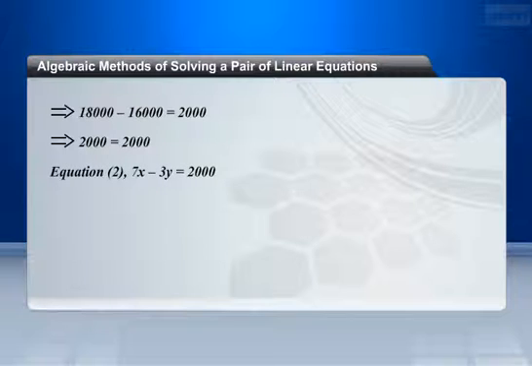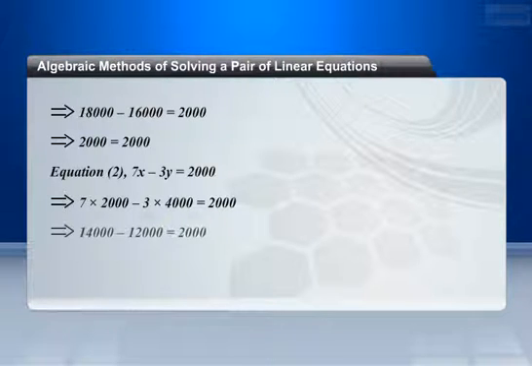Let's take equation 2, that is, 7x minus 3y equals 2000. We now substitute x equals 2000 and y equals 4000 in the above equation. We get 7 into 2000 minus 3 into 4000 equals 2000. This implies that 14,000 minus 12,000 equals 2,000. This implies that 2,000 equals 2,000.